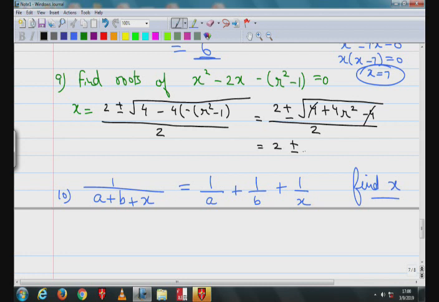So square root of 4r square can be written as 2r, divided by 2, and when 2 gets cancelled out, it will be 1 plus minus r. So we'll get either 1 plus r or 1 minus r. These two are the solutions, the roots of this equation, 1 plus r and 1 minus r.